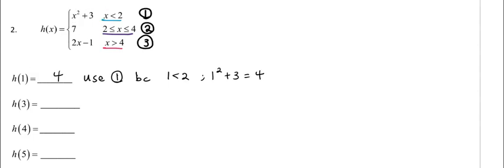Now we want to evaluate the function at 3. We need to determine which piece of the function is true when x is equal to 3. Well, 3 satisfies the second inequality. So we're going to be using piece 2, because if I replace x with 3, the second inequality will be true. 3 is between 2 and 4.